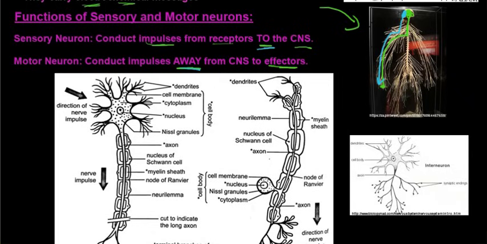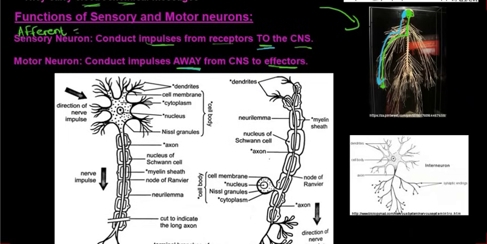Now, with sensory neurons and motor neurons, they do have two other names. It doesn't matter which one you use. I'll know the difference between the two, obviously. I just think it's better for you to use sensory and motor because those two names are very similar to each other. So sensory neuron is also known as an afferent neuron.